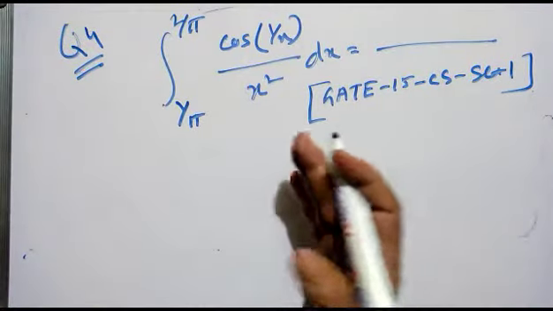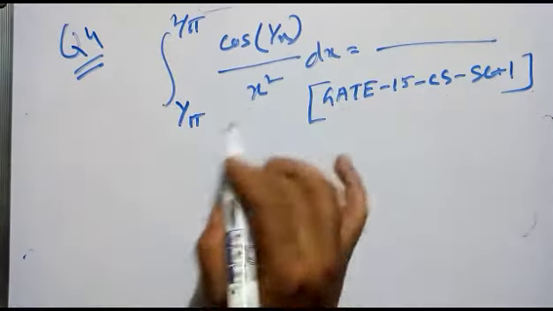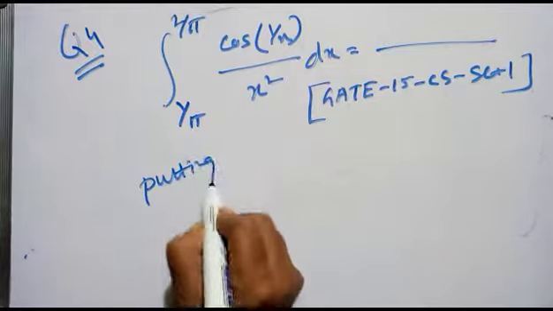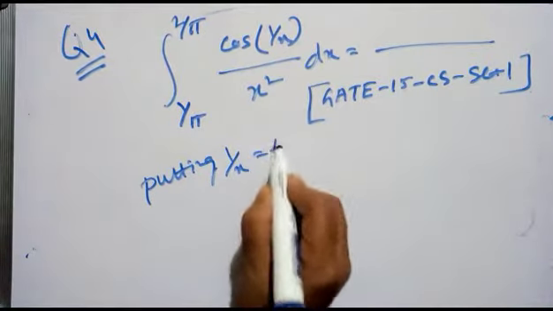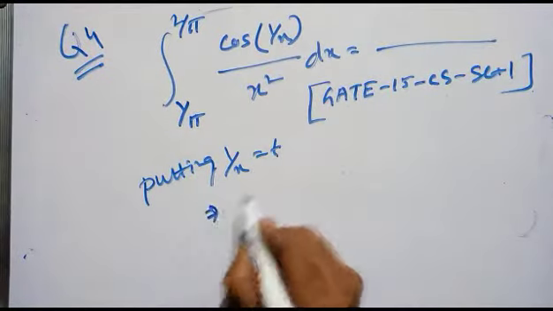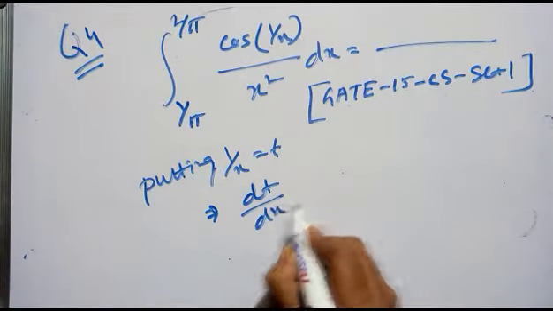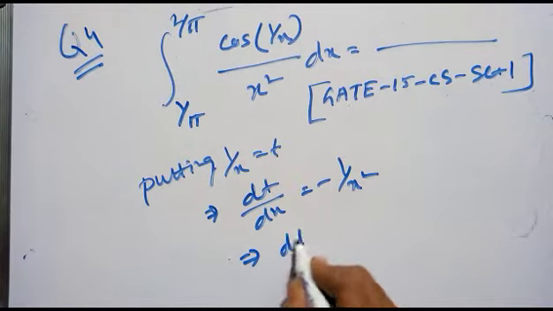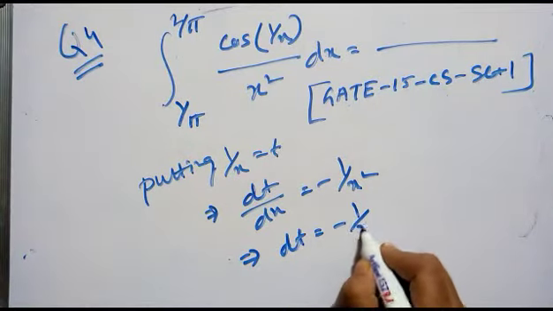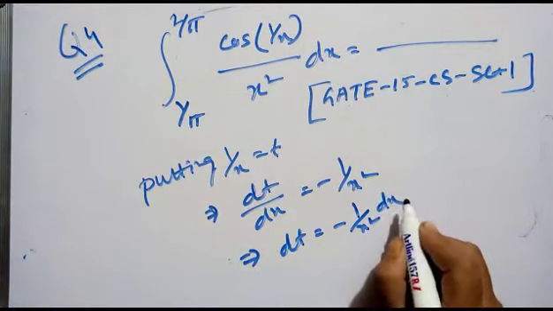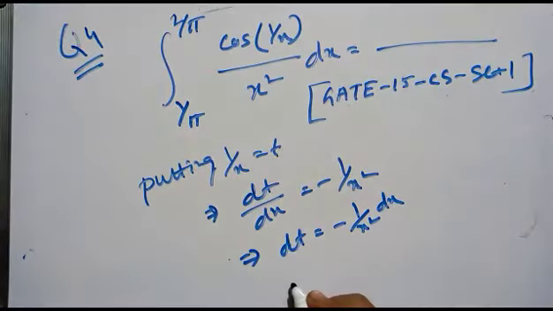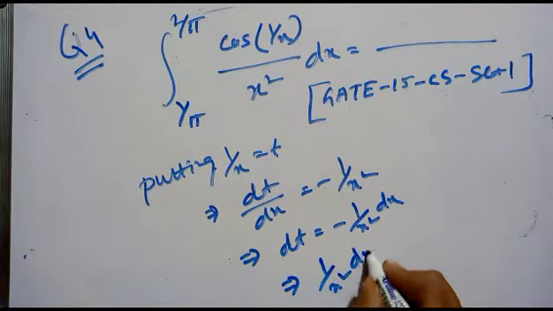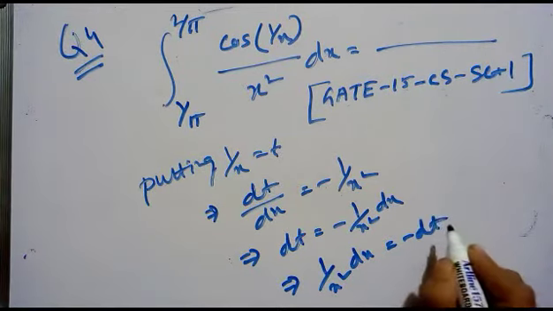So what will be our approach? Firstly, we consider 1 by x equal to t. So putting 1 by x equal to t. Now we differentiate: dt by dx equal to minus 1 by x square. We know that. So dt equal to minus 1 by x square dx. Clear? That means 1 by x square dx equal to what? Minus dt. Clear?